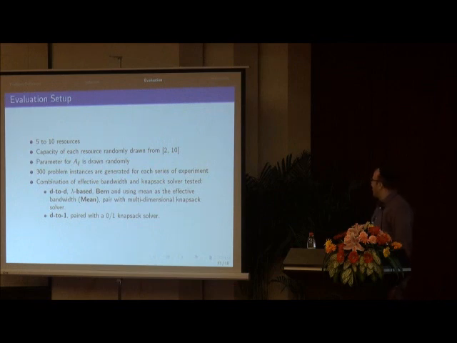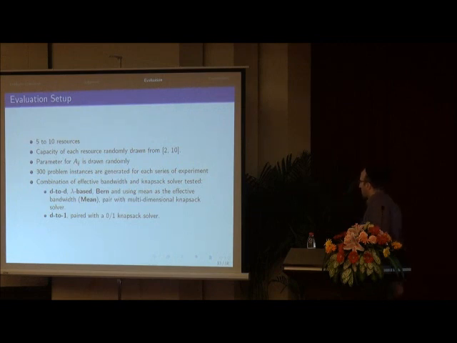So to evaluate the algorithm, they generate 5 to 10 resources. The capacity of each resource is randomly drawn uniformly from an interval from 2 to 10, and the parameters for the aij are drawn randomly. We generate 300 problem instances randomly for each series of experiments, and combinations of effective bandwidths and knapsack solvers are tested.